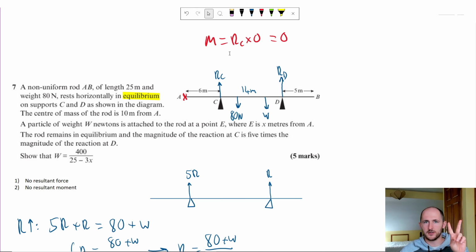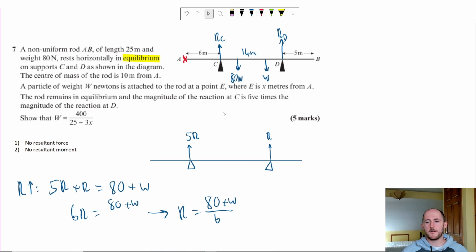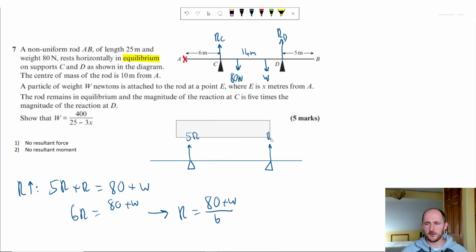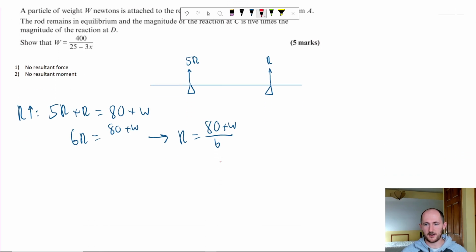So 2 considerations. 1, where are your distances from? If they're from A, it makes sense to do your moments about A. 2, if you have an unknown that you think won't cancel, then you should take moments about that point. But again, there's no reason why you couldn't take moments about both and see if you can create some equations. Now, I already have a way of substituting in R, so I'm not even going to treat this as an unknown because I know it equals 80 plus W over 6. I couldn't even read my own handwriting there for a second.